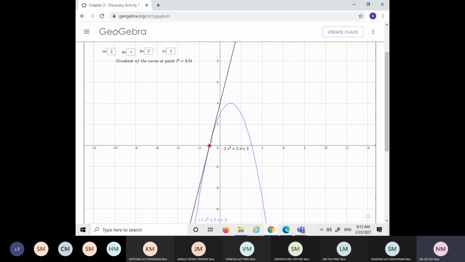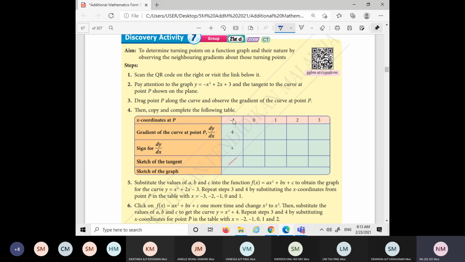Around that, I can't get a very accurate one. Okay, here is -1. When x is -1, the gradient of the curve at point P is around 4. You see your textbook, the first one: the x coordinate at P is -1, and the gradient of the curve at point P is 4. The sign means this is +4, so it's positive.